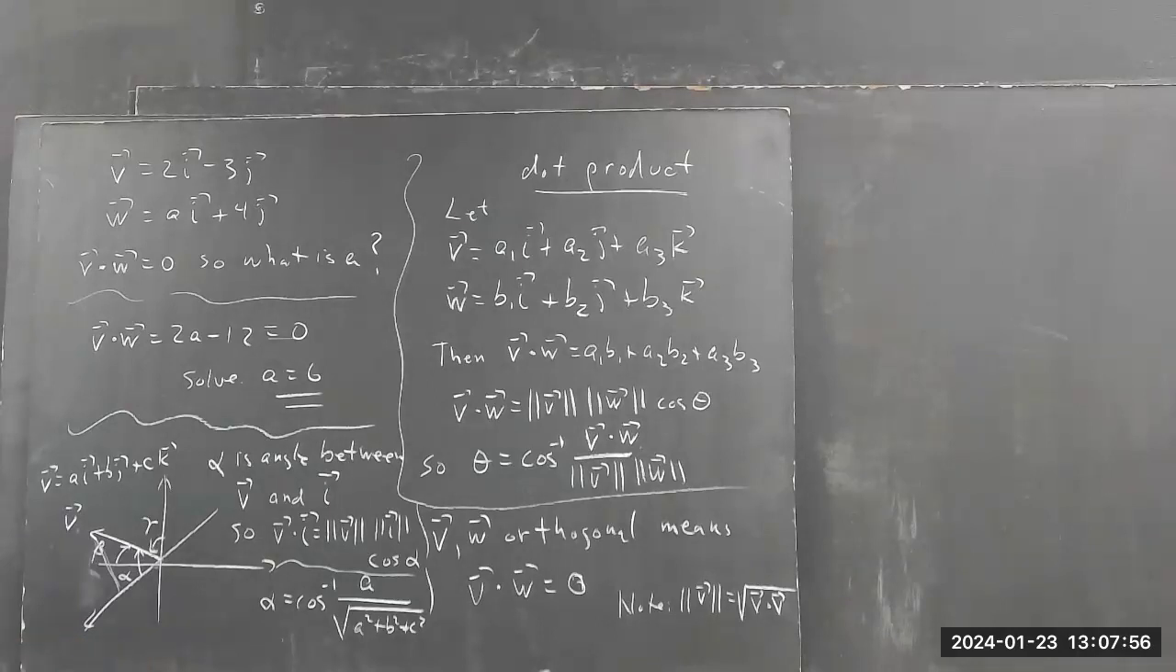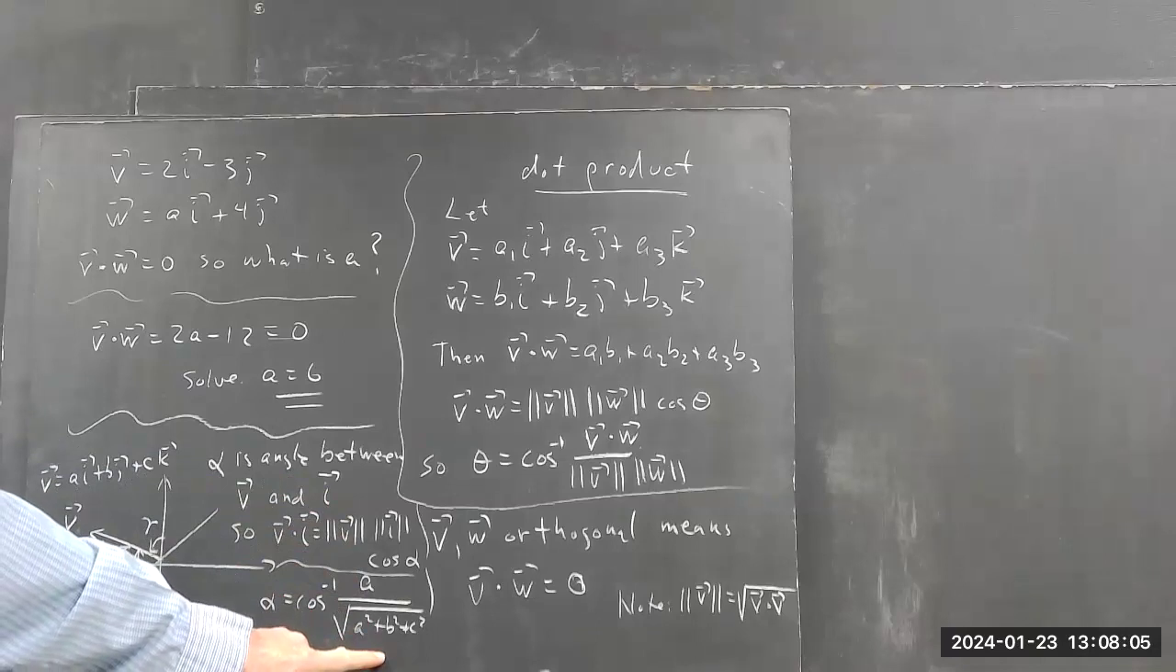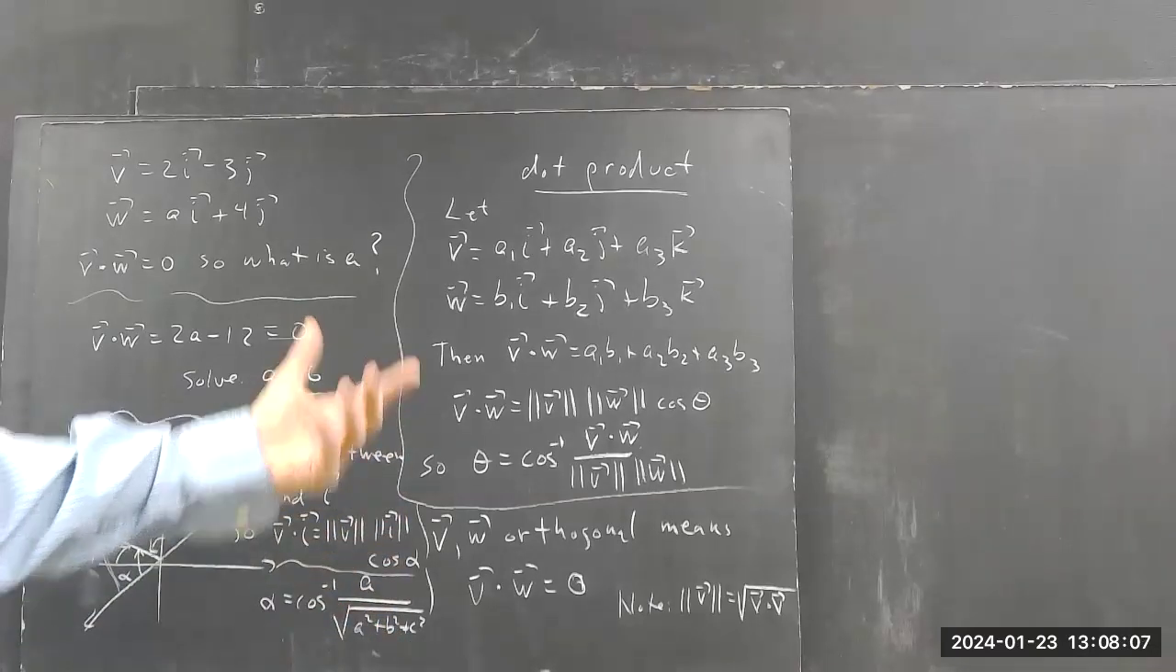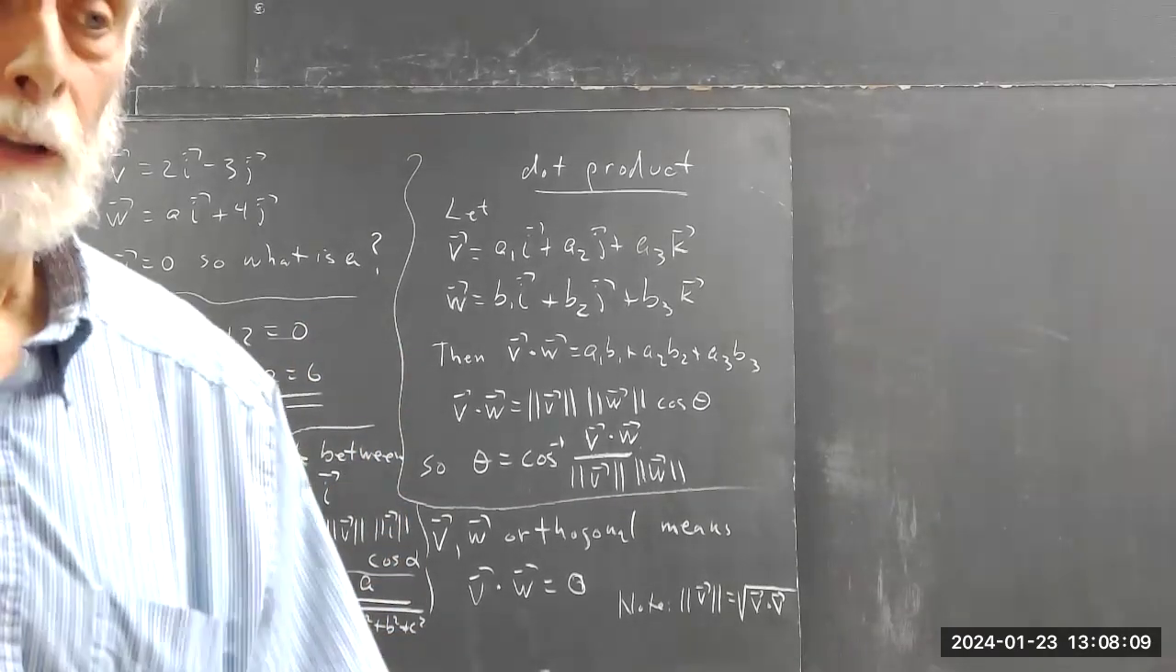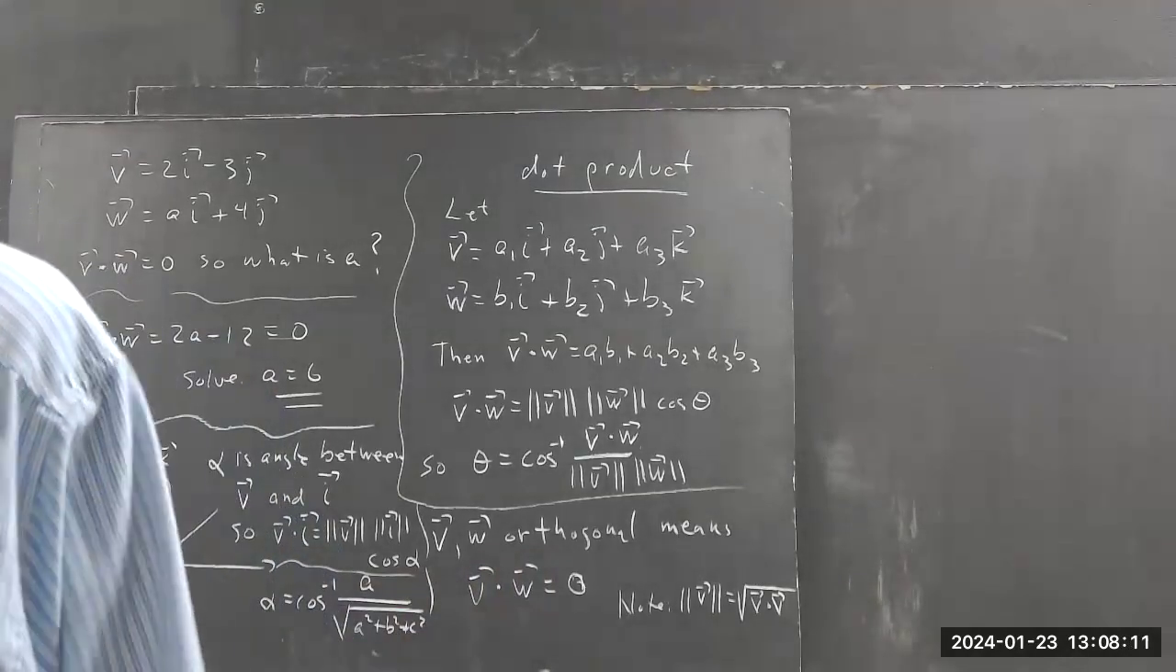Okay, well then, for your beta and gamma, very similarly, you're going to have B over this thing. You're going to have C over this thing. So you get these cosines, so you know what the angle is with each axis.